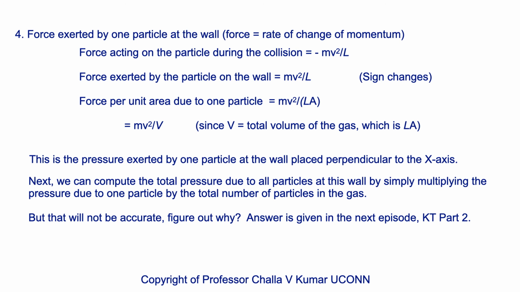So since we now know the pressure due to one particle, we can calculate the pressure due to all particles. We could do it in a couple of different ways, but simply multiplying this pressure by capital N, the total number of particles, will not give us the actual value. So we cannot do it by simply multiplying by the number of particles, and I would like you to think about why that is before you move on to the next slide.